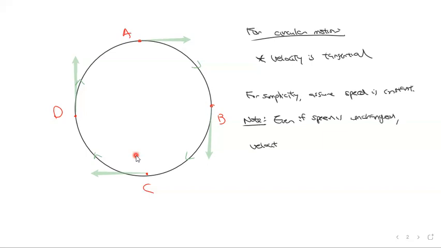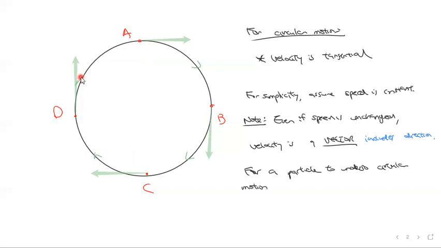velocity is a vector. And if it's a vector, it includes direction. And if it includes direction, and we've talked about at A, it's this, at B, it's this, at C, it's to the left, and D, it's upward, then it's very clearly changing direction. For a particle to undergo circular motion, it must experience a change in direction. And therefore, velocity must change.